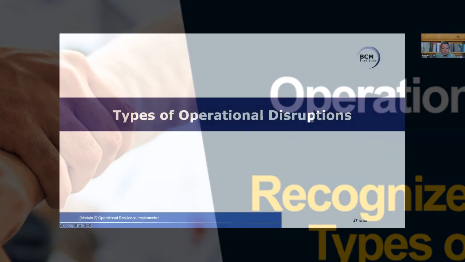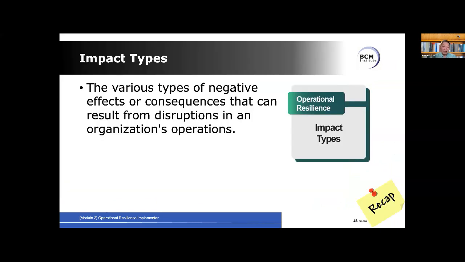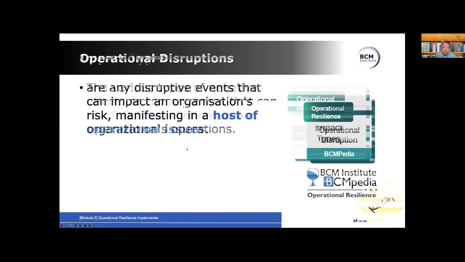Okay, so let's go back to the various threats and crisis scenarios impacting business operations. I covered some of it earlier already. This is a definition, quite similar since all of you have a sound BCM background, so this should not be surprising to you. The impact type would be anything negative or with consequences that can result in disruption in an organization's operation, right?